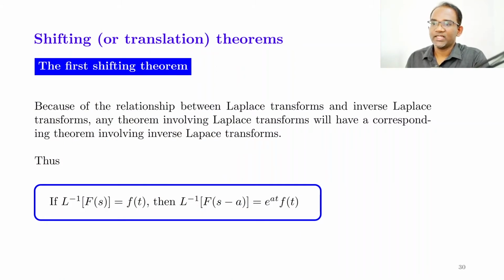Because of the relationship between Laplace transforms and inverse Laplace transforms, any theorem involving Laplace transforms will have a corresponding theorem involving inverse Laplace transforms. Thus, we can state the first shifting theorem again as: if L inverse of F(s) equals f(t), then L inverse of F(s minus a) equals e raised to at times f(t). So this is the first shifting theorem.